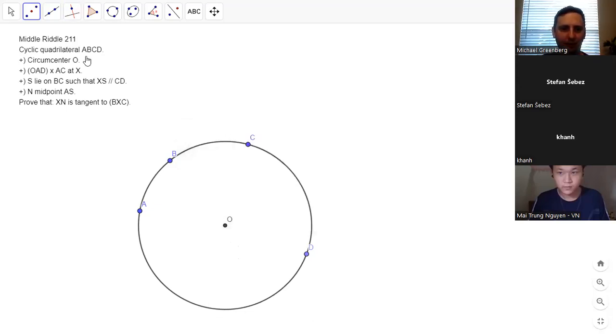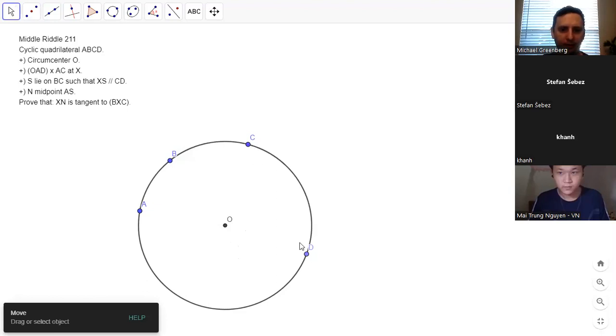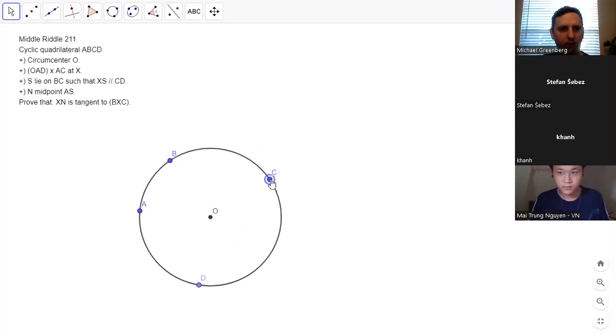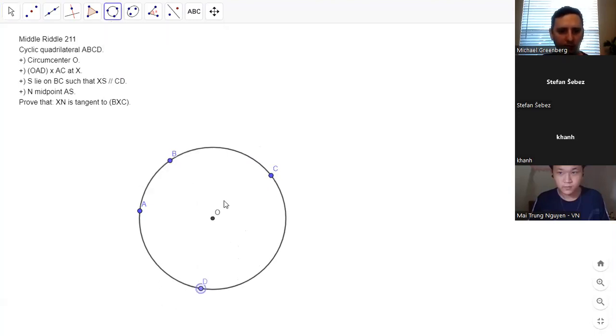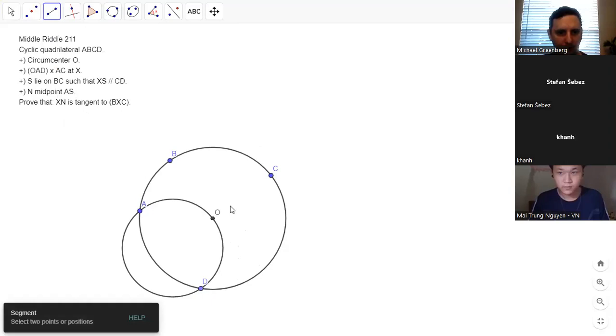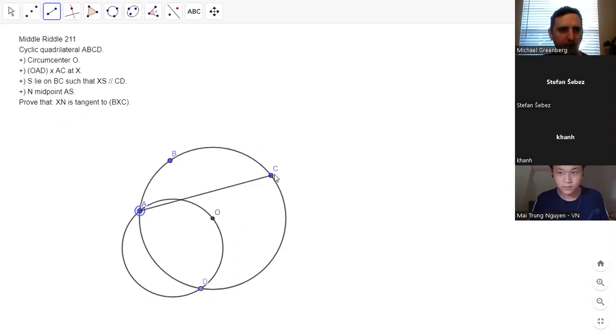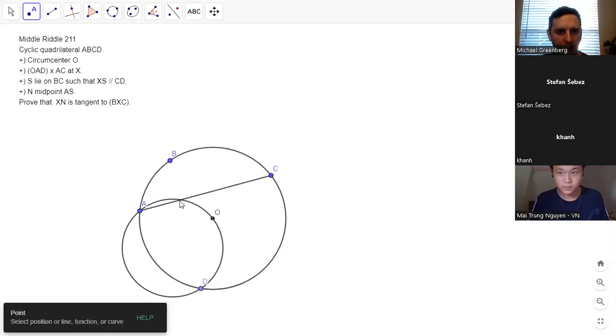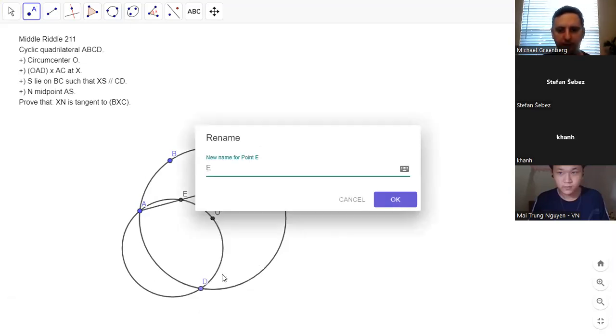So then the circumcircle of OAD intersects AC. So let's try to draw it like this. So OAD, we want to see where that intersects AC at a point X. And XS is parallel to CD.